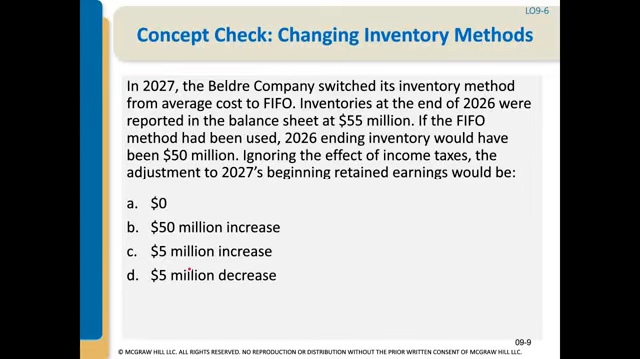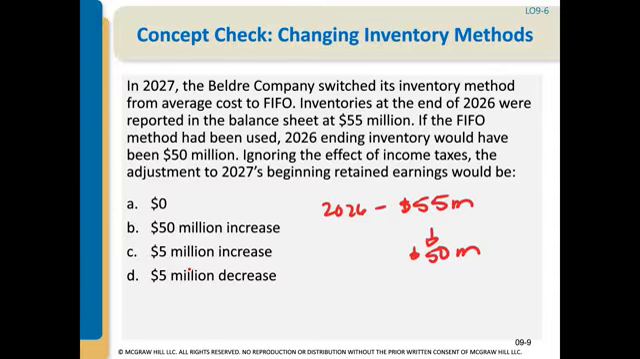Okay, let's do this example. In 2027, the Belger company switched its inventory method from average cost to FIFO. So we know we're going to use the retrospective treatment. Inventories at the end of 2026 were reported on the balance sheet at 55 million. So I like to write everything down, 55 million. If the FIFO method had been used, the 2026 ending inventory would have been 50 million. So it would have been reduced, right, by $5 million.